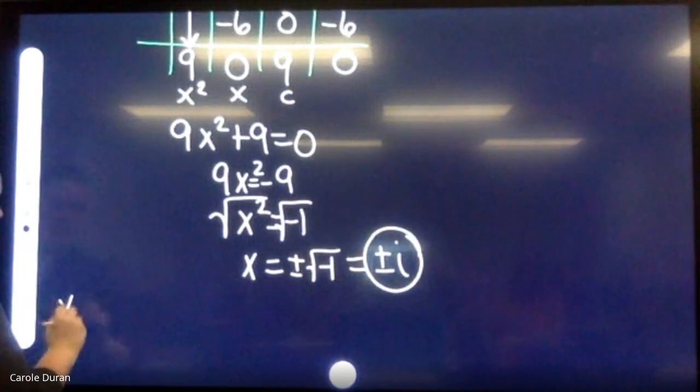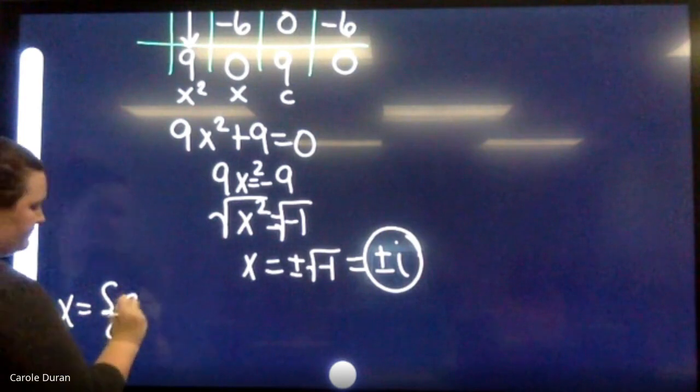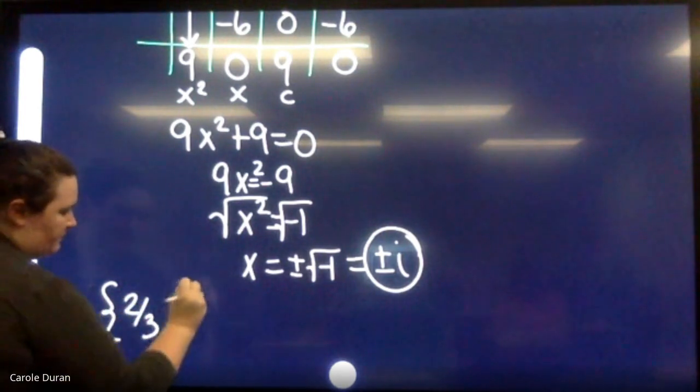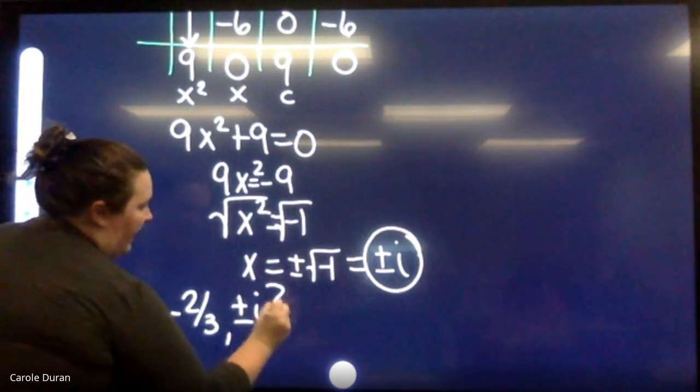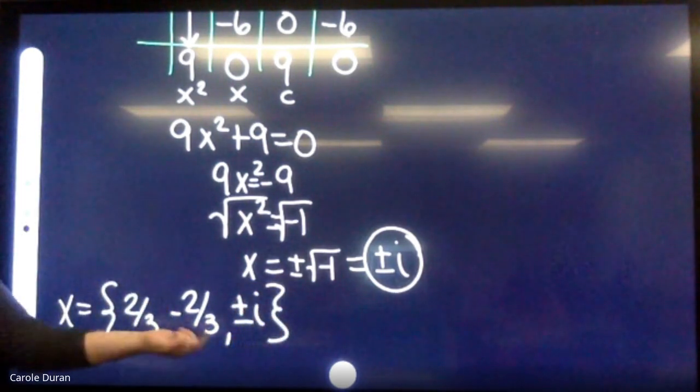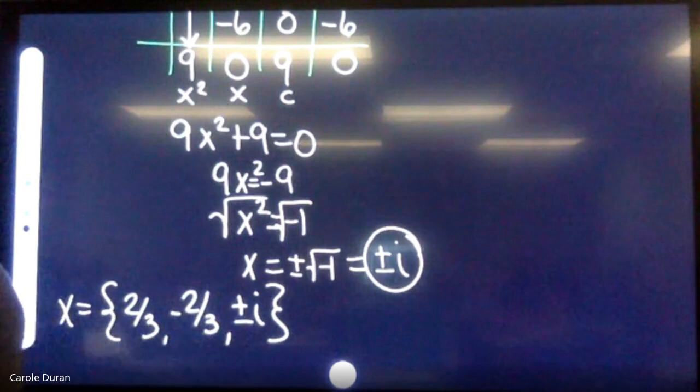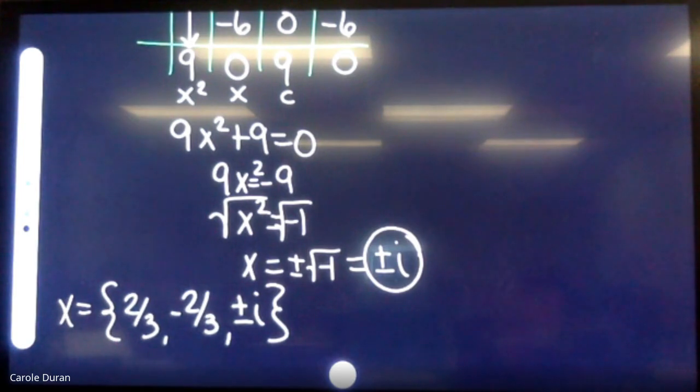And I list them in curly brackets. I don't care if you list them separately like I did for the 2/3, or together like I did for the plus or minus i. That is your choice. I did it both ways. Instead of just leaving it 2/3, I put plus or minus 2/3.